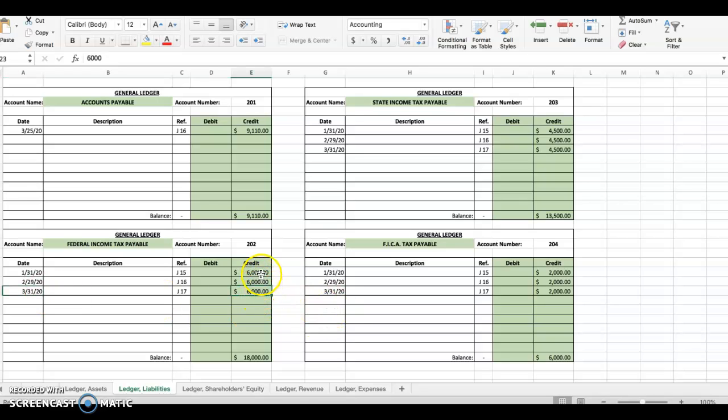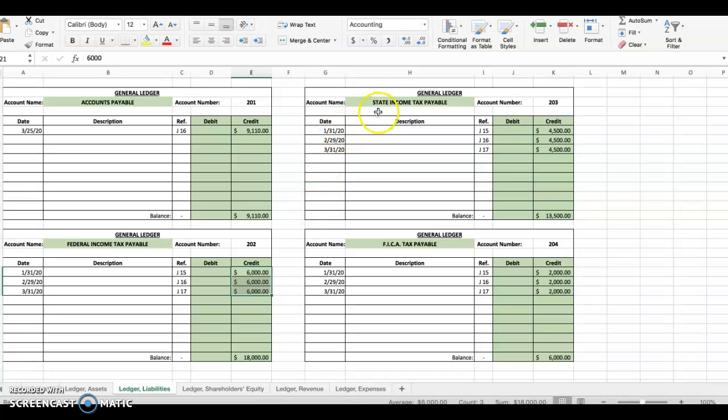So we have money that we have taken out of employees' paychecks each month totaling $18,000. And we'll come back to that in a few moments. But this is what we owe because we kept that money out of the employees' paychecks. We have to pay it sometime on their behalf.